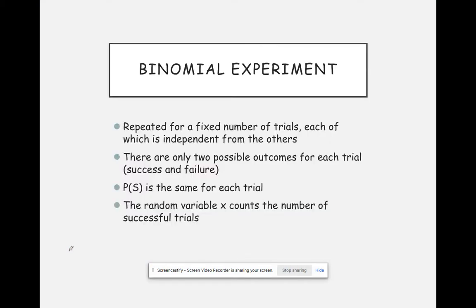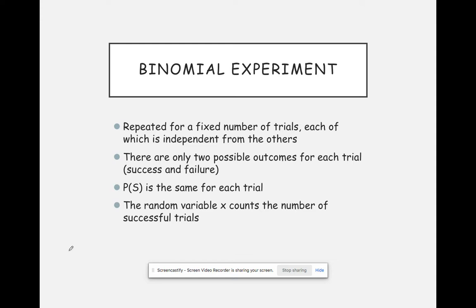So the first thing that we need to do is discuss what makes something a binomial random variable or a binomial experiment. So there are certain criteria that have to be met. And one of them is that you repeat this chance process for a fixed number of trials, and each trial is independent of the next. So it could be something like shooting baskets or flipping a coin, as long as we know upfront how many trials we're going to complete.